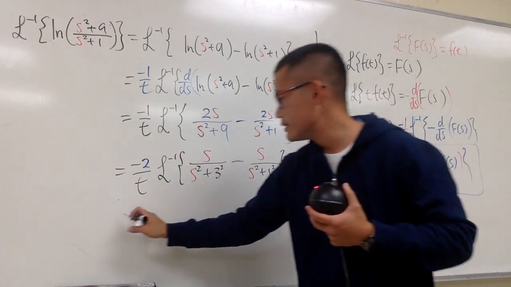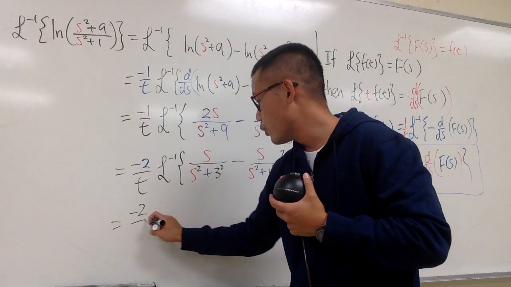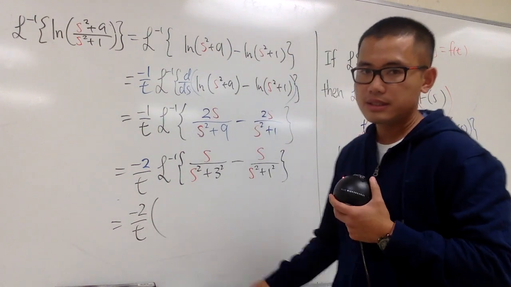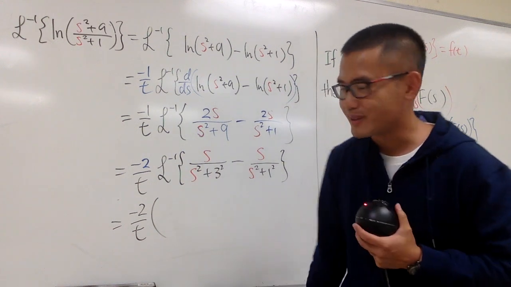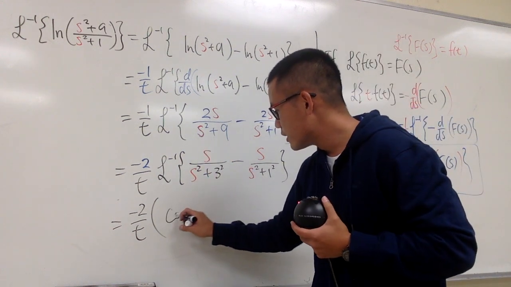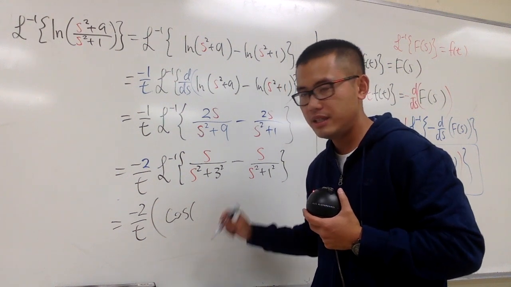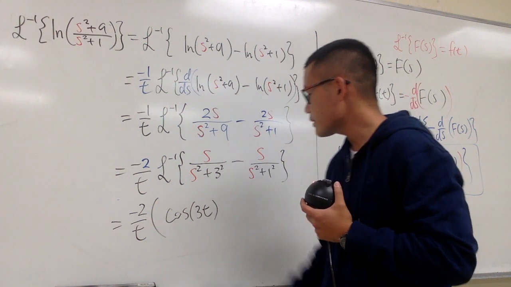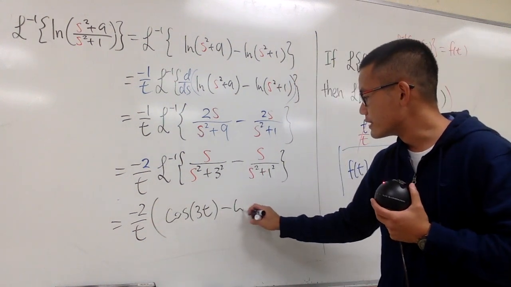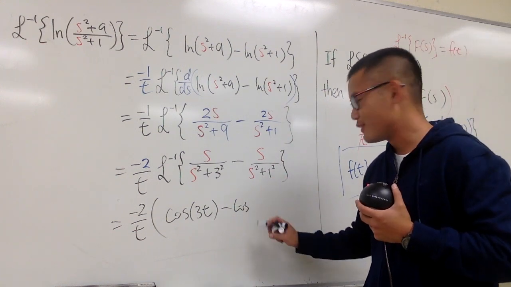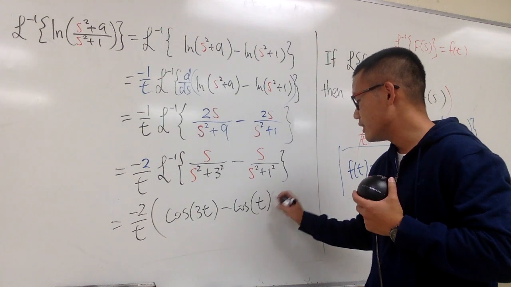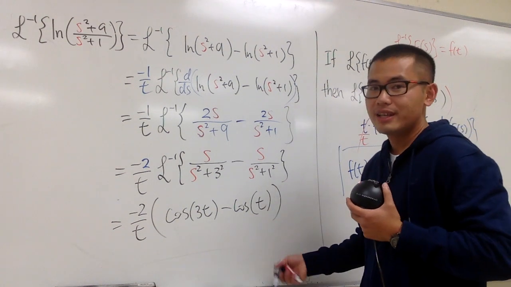I'm ready. This is going to be negative 2 over t, open parentheses. s on the top and the s squared on the bottom, you know this is the cosine deal, right? This is going to give us cosine of 3t. So let's put that down right here. Minus cosine, again, because s on the top, s squared on the bottom. And this is going to be the 1, right? 1t, which is just t. And that's pretty much it.